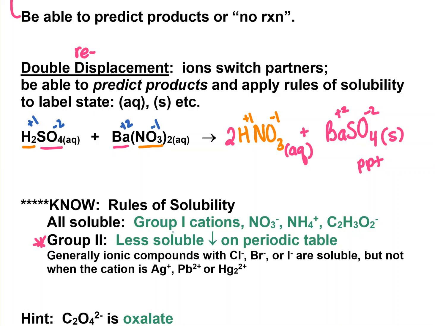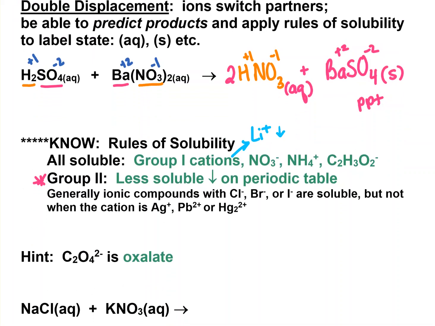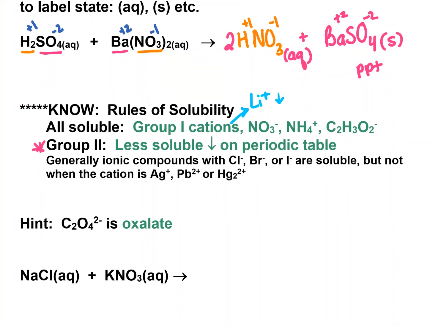The group 1 cations, that's the first column of the periodic table, like lithium, and then on down. In this experiment, there's a polyatomic ion. We don't always have you memorize, but you need to know that this ion is oxalate.